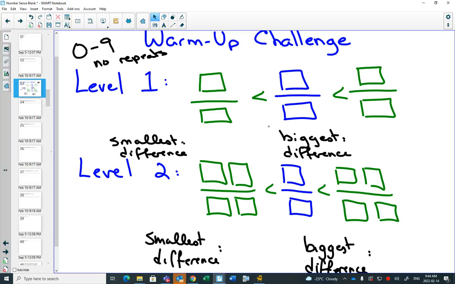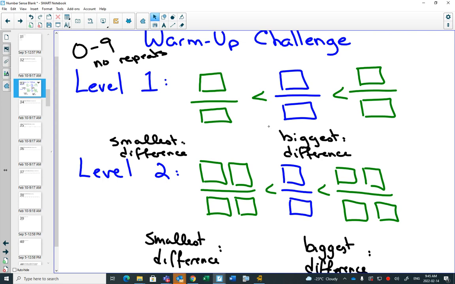Up challenge. First one, level 1, three fractions, because this is a fraction. The first fraction has to be less than the blue one, and then the blue one has to be less than the next green one. Okay? There's lots of answers that work, but they have to be less. None of them can be equal, so they all have to be less than each other.